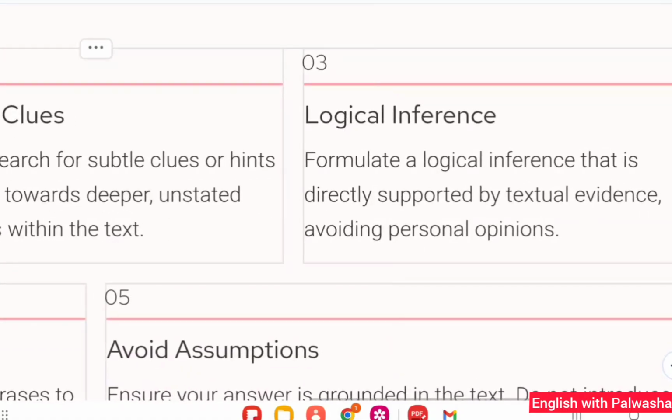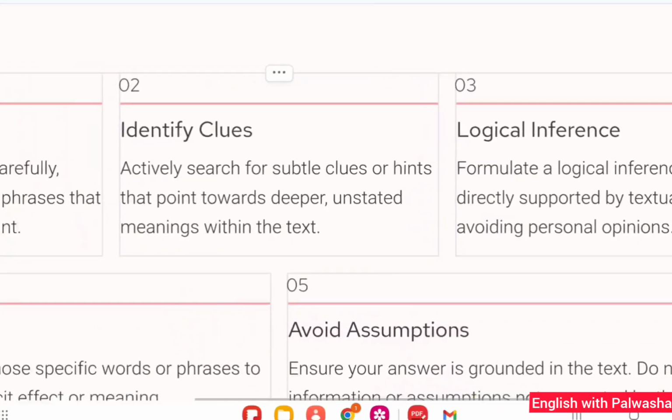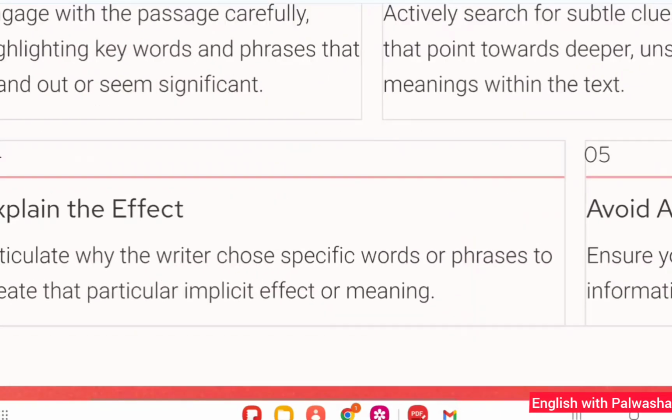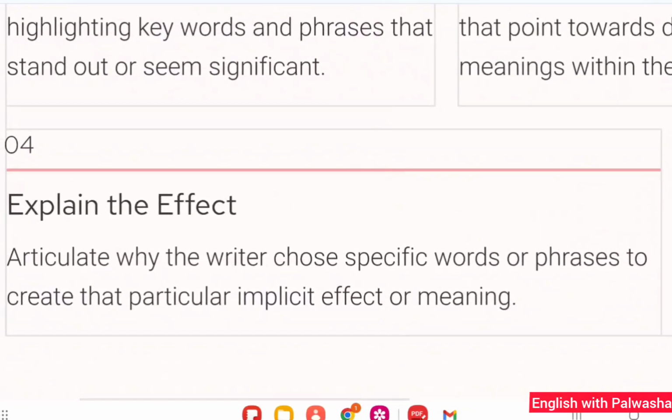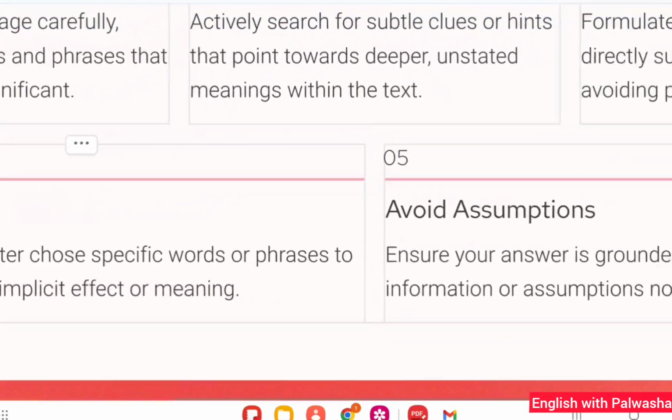Then there is logical inference. Formulate a logical inference that is directly supported by textual evidence, avoiding your personal opinions. You have to share a general perspective, not sharing your personal opinions like he should do that, she should do that. No, you have to logically infer, right? So explain the effect. Yes, this is how you can also win. Articulate why the writer chose specific words or phrases to create that particular implicit effect or meaning.